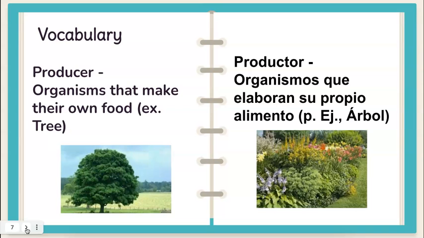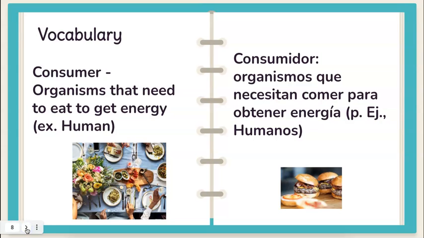So our first vocabulary word for today is a producer. These are organisms that make their own food. For example, here's a picture of a tree. Some other producers would include grasses, shrubs, and any other plants. Next vocabulary word to jot down in your notebook is a consumer. These are organisms that need to eat in order to get energy. For example, humans and other animals.